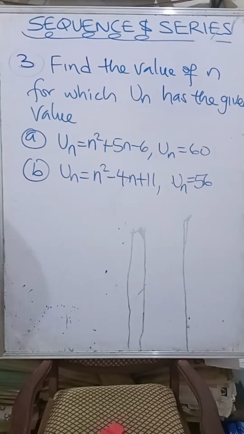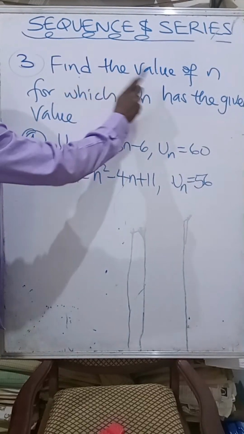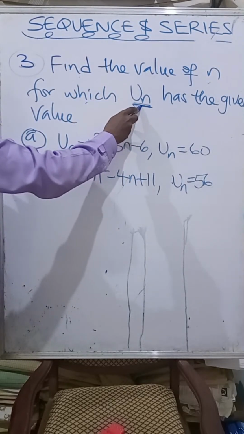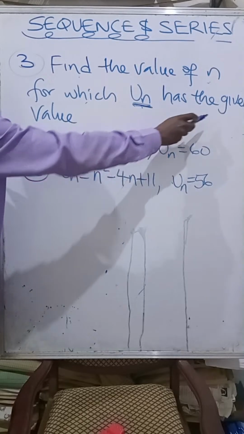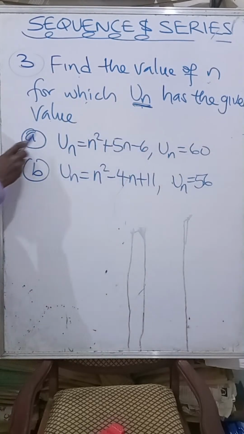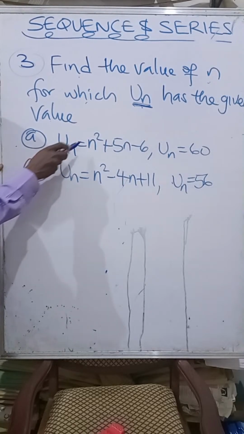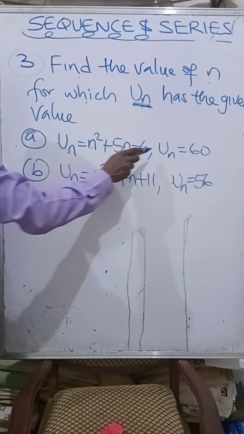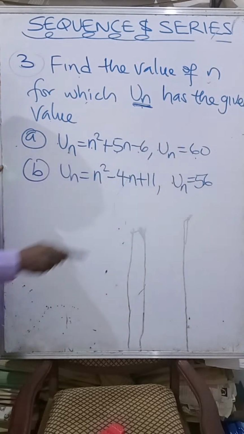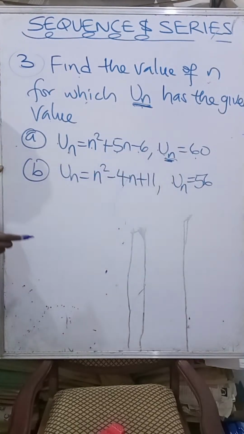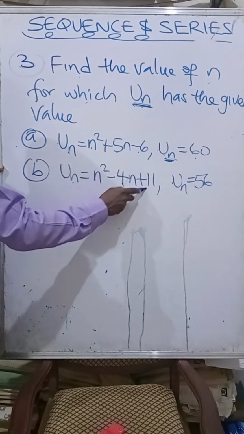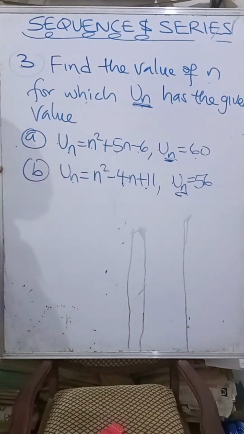So let's see. Find the values of n for which the nth term, or the general term, has the given value. A, u subscript n equal to n squared plus 5n minus 6, and u subscript n is 60. I mean the nth term is 60. B, u subscript n equal to n squared minus 4n plus 11, and u subscript n is 56. So let's look at those solutions.